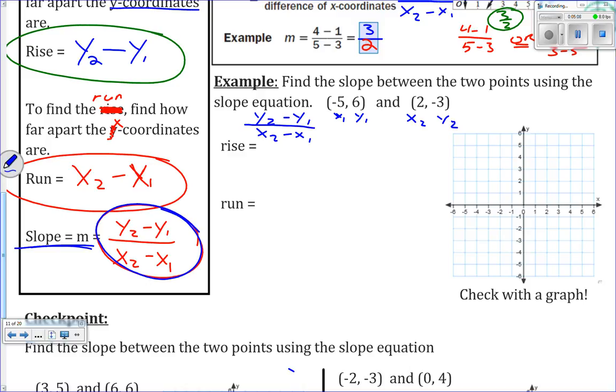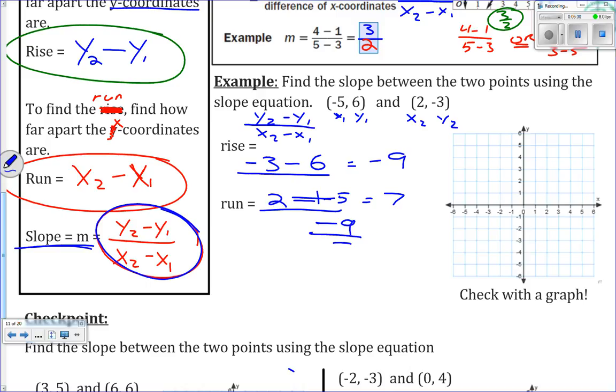So let's plug them in. The rise is going to be -3 minus 6, and the run is going to be 2 minus -5. So my rise is -9, and my run, 2 minus -5 is like 2 plus 5, 7. So my slope is -9/7.